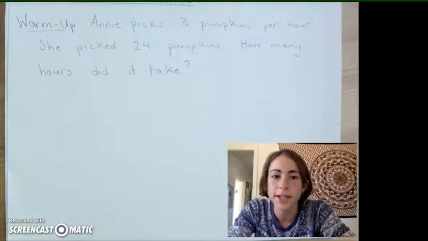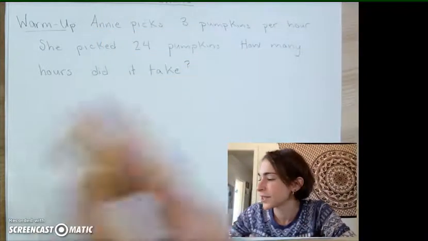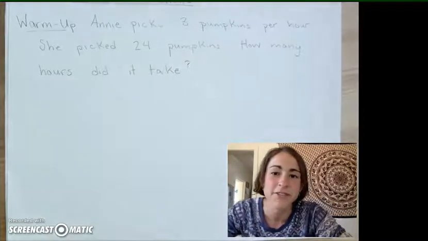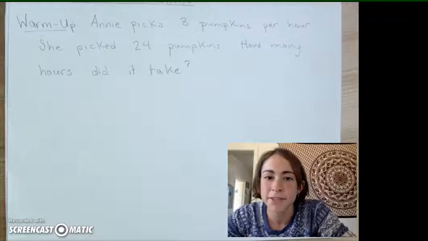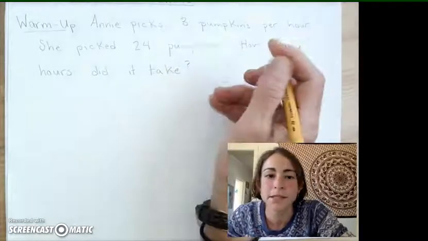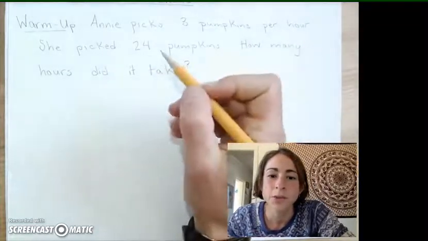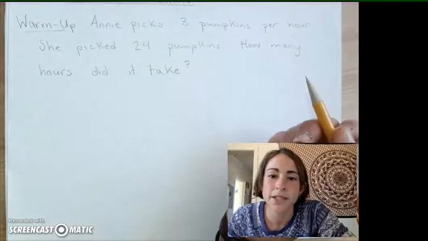Hi everybody, we're going to be talking about inverse functions in this video, and to start us off we're going to return to Annie and her pumpkin picking. You've seen a lot of her with the composition of function videos. So let's say same pumpkin picking function. Annie picks 3 pumpkins per hour. If she picked 24 pumpkins, how many hours did it take?